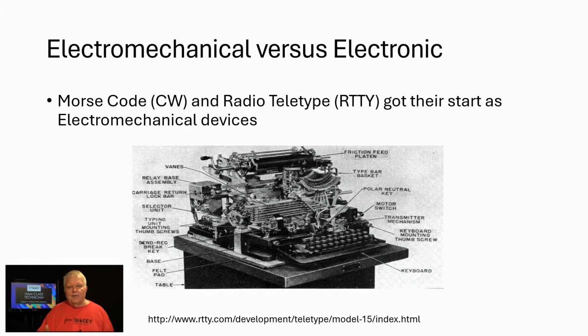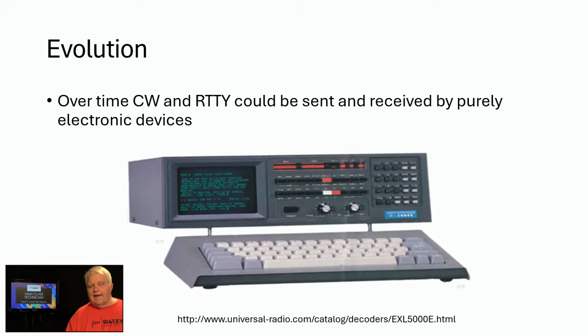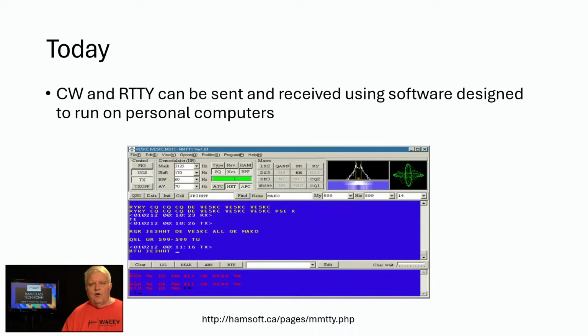And radio teletype. Both of those got their start as electromechanical devices. Here's an old radio teletype printer and typewriter, a transmission system. There may be a paper tape reader there as well. Well, things evolved from electromechanical up to electronic. Here's a radio teletype system that was all electronic, dedicated to radio teletype, not a computer. Nowadays, there's computer software and programs that you can use to send and receive CW and radio teletype.